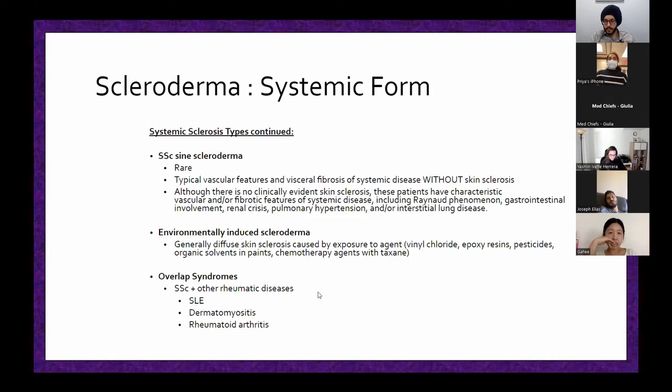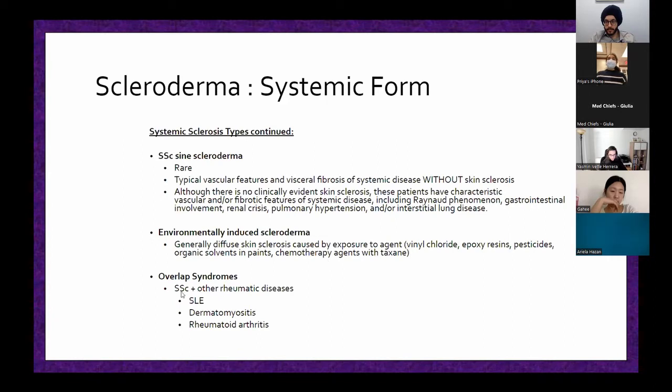So in the systemic form, the third subtype after limited and diffuse would be sine scleroderma, which is very rare and challenging because it doesn't have the skin findings of classic scleroderma, but it has all of the other characteristic vascular and fibrotic features, Raynaud's, and the potential to involve and affect the major organs. So it's very tricky, but important to identify this and treat the patient the same way. There's also environmentally induced scleroderma due to certain exposures and chemicals and toxins in the environment. We'll touch on that later.